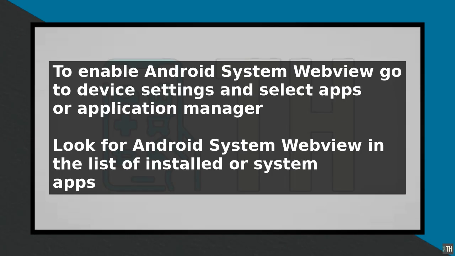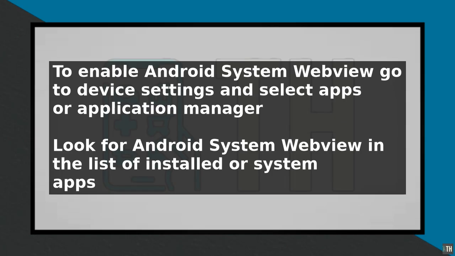If the option is available, toggle the switch to enable Android System Webview. If the option is not available, it may be because Android System Webview is already enabled or it is not possible to disable it on your device.